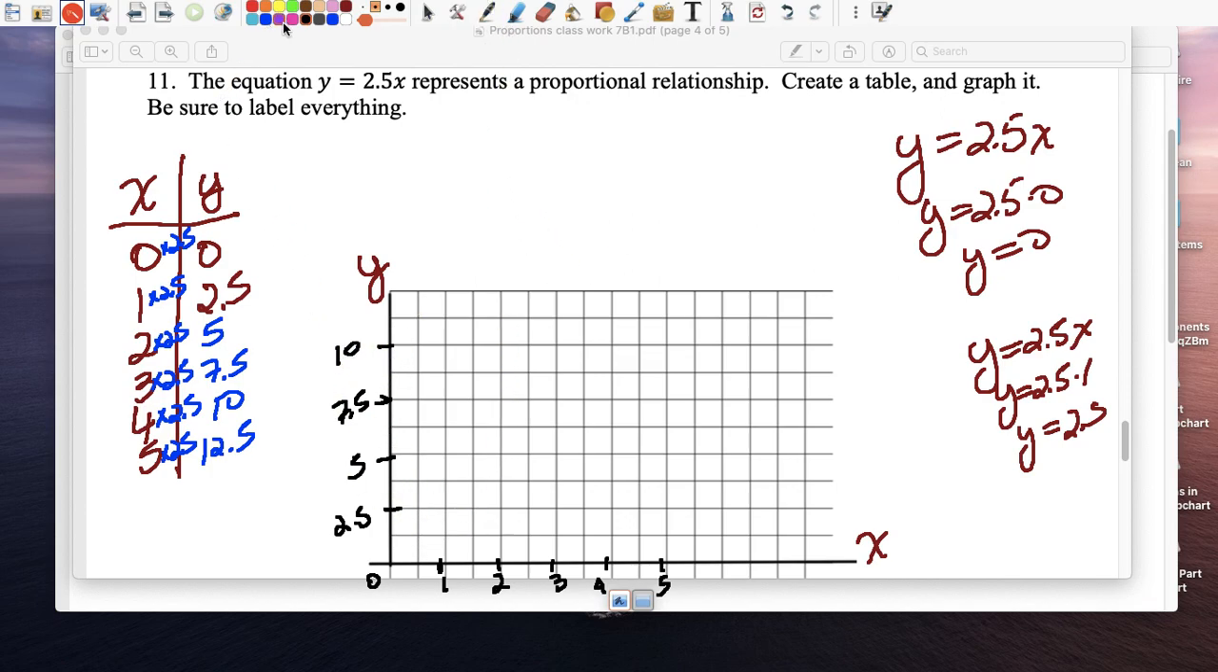And then now we get to plot the points. So I know 0, 0. 1 is 2.5. 2 is 5. 3 is 7.5. 4 is 10.